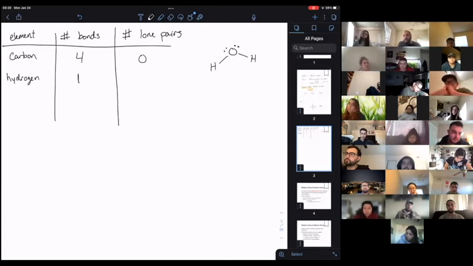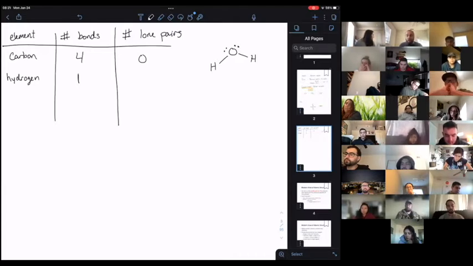Hydrogen is so teeny tiny that it can only have 2 electrons associated with it, right? It's that first element on the periodic table, just 1 proton. So hydrogen's a little bit of an exception in how many electrons will be associated with it. Only ever going to have 1 bond or 2 electrons associated with a given hydrogen atom. And 0 lone pairs.